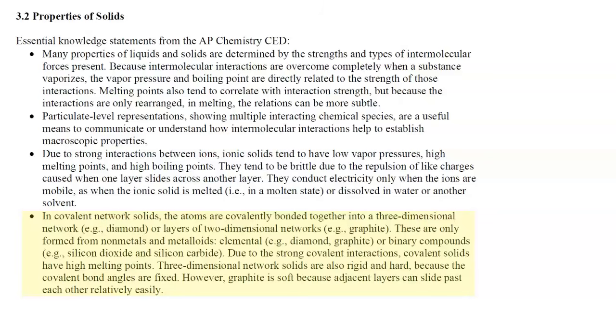Due to the strong covalent interactions, covalent solids have high melting points. Three-dimensional network solids are also rigid and hard because the covalent bond angles are fixed. However, graphite is soft because adjacent layers can slide past each other relatively easily.